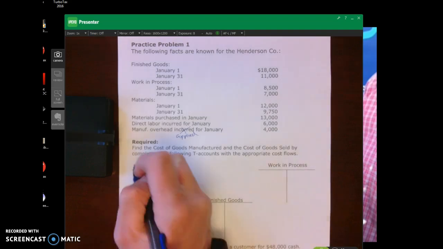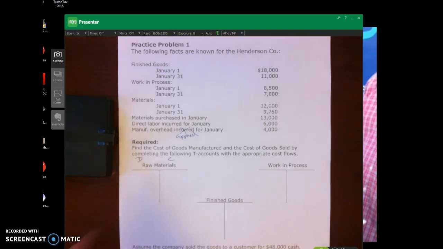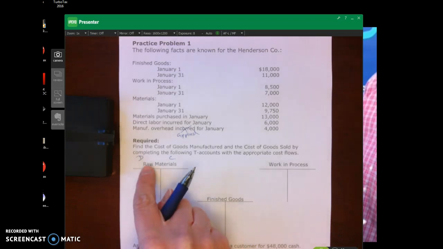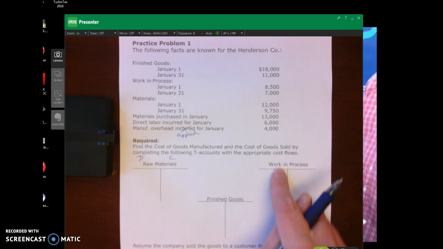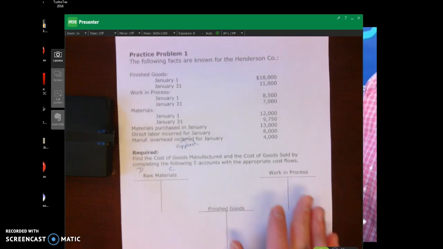Okay? So remember with T accounts, we put our debits on our left and our credits on our right. And raw materials is an asset, which means the normal balance should be on the debit side. Same thing with WIP, same thing with finished goods. So the normal balance is always on the debit. So debits would be the increases to raw materials, credits would be the decreases. Debits are increases, credits are decreases.